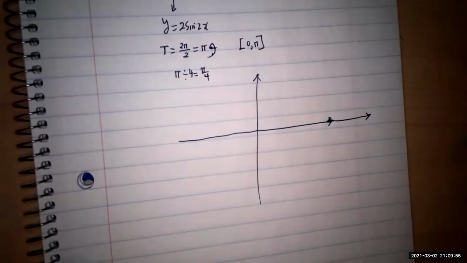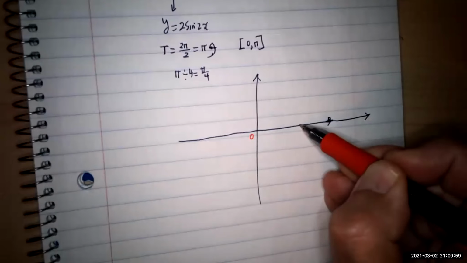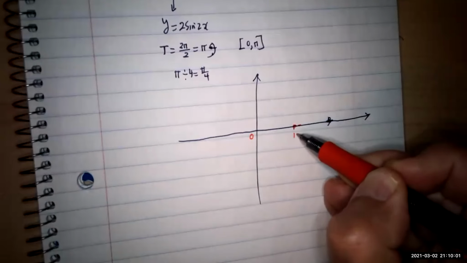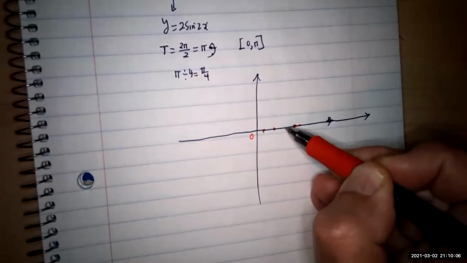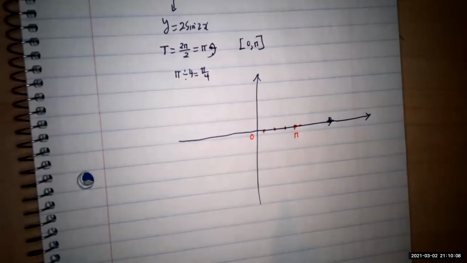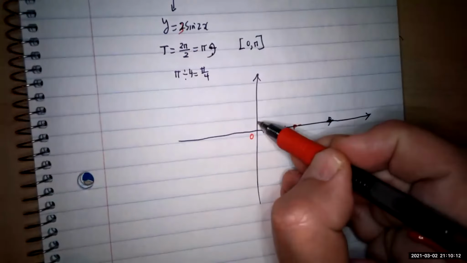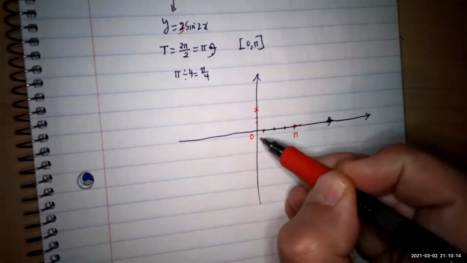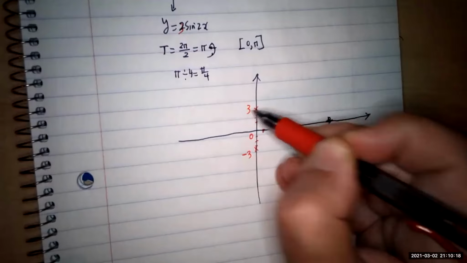Okay, so this is going to be your graph. For example, this is going to be the 0, and this is going to be your pi. You divide it into 4 parts, so these are going to be your 4 parts. That's a 3, so you go up 3: 1, 2, 3, and down to -3, +3.